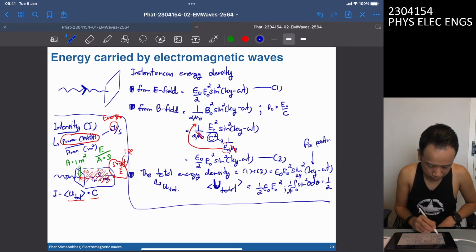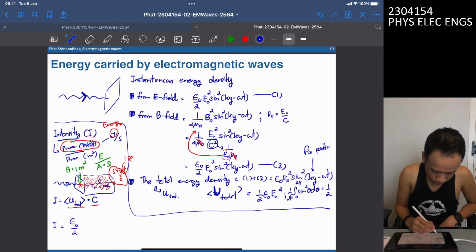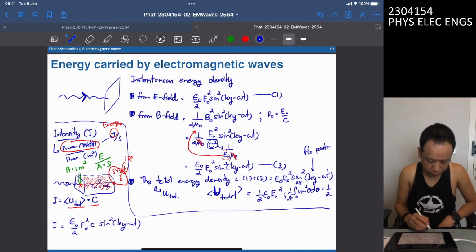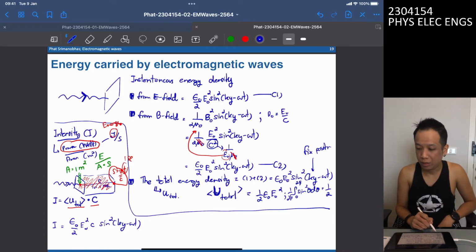So this is the average, but if you would like to write it in the general form, you can do it something like epsilon 0 over 2 E0 square times c times psi square of ky minus omega t. This is the general form, or if you would like to do it as the average, and then the average times c, this is the same. You can do that. I mean, there's nothing wrong.